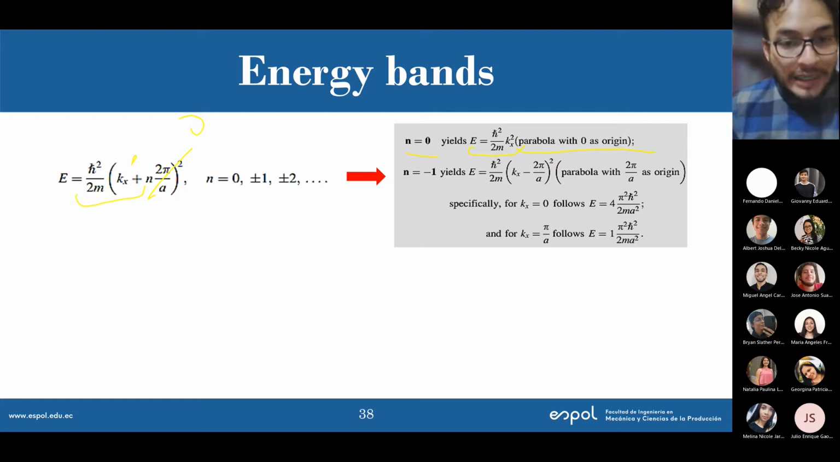Now let's go with n equals minus 1. It's going to be the same, I'm just going to have minus 2 pi over a. And what is that? Well, that's a parabola with 2 pi over a as an origin. You can get that from math. That's quite easy. And now if I use this equation for kx equals 0, I'm going to get that value. And for kx equals pi over a, I'm going to get that value. That's just plugging in the values, because we all know the reduced Planck's constant value. We all know the mass of the electron.